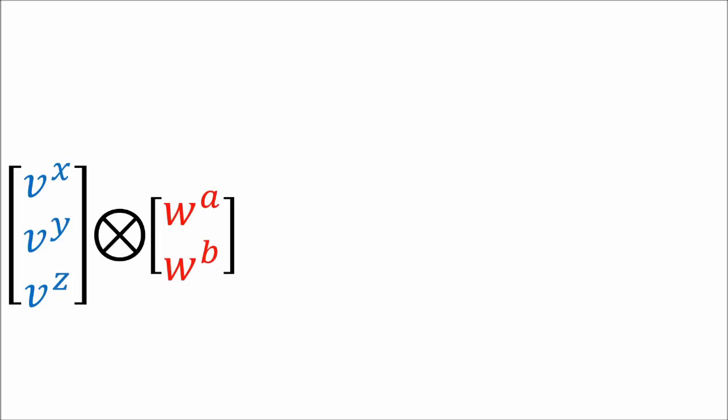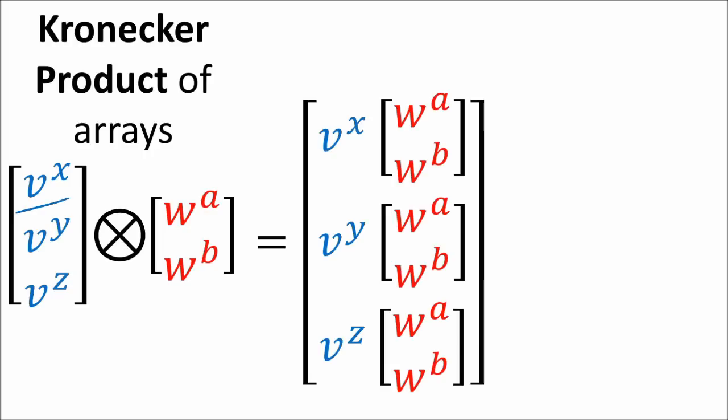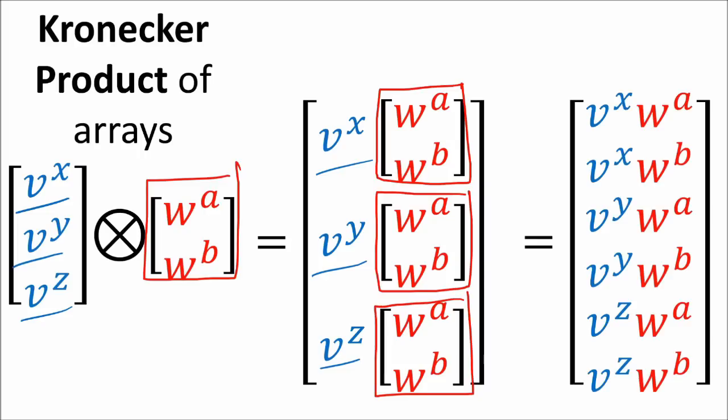However, it's also good to know how to take the tensor product of two column vectors. The tensor product of arrays is also called the Kronecker product, and it works as follows. The tensor product of the column V and the column W involves taking each component of V and multiplying it by an entire copy of the two-component column W. The result is a 6-component column with the components of V and W mixed together.